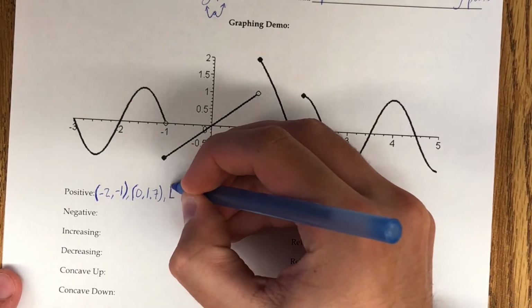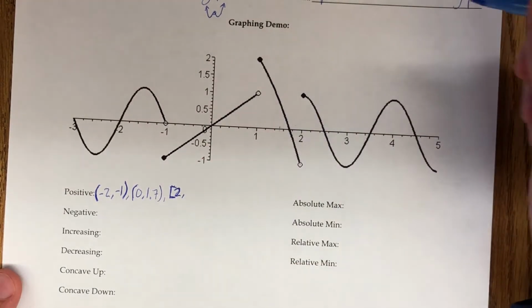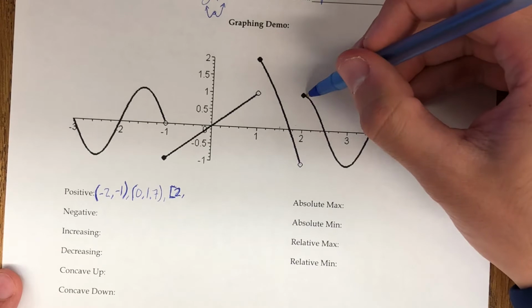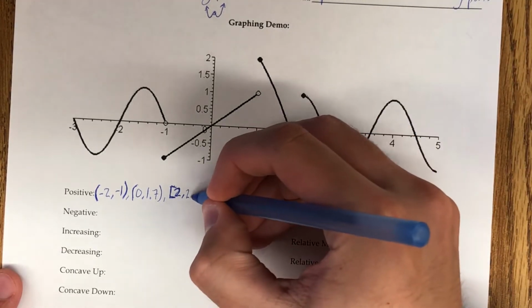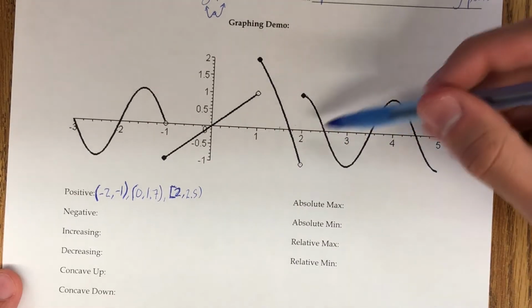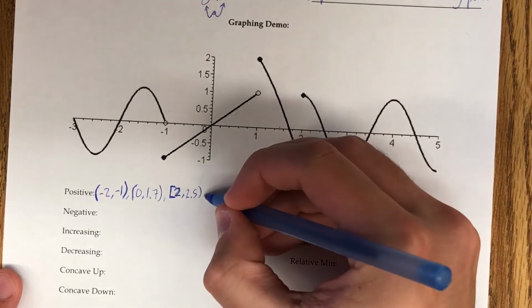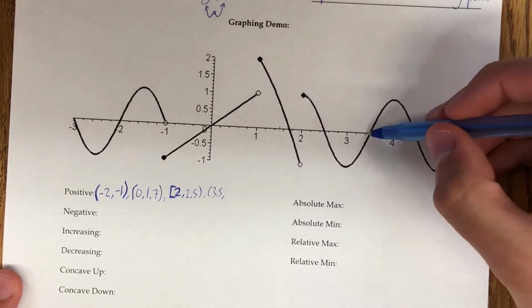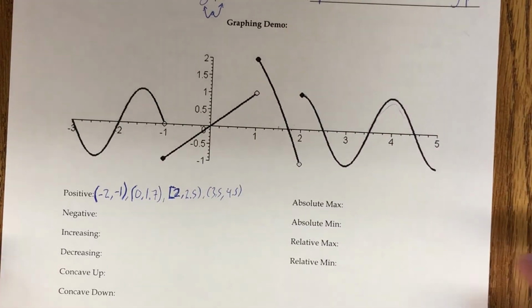This is where our bracket comes in because we do want to include that point at 2, because that point at an x value of 2 is positive. And then we're positive, positive, positive, positive until here, but at 2.5, we hit 0. We're negative, negative, negative, we're positive here at 3.5, all the way up until 4.5. So notice positive is just referring to above the x-axis.